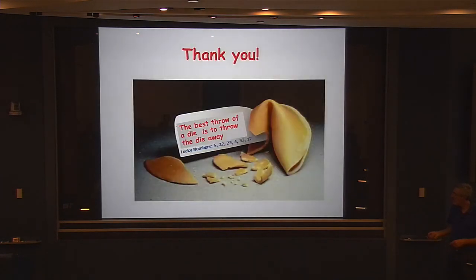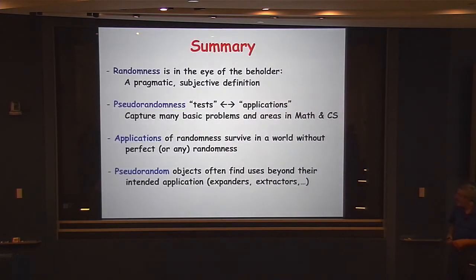Yeah, so just summarizing, I think it is very important to remember this definition of randomness that we have, which is a subjective definition. That's the take that complexity theory takes on randomness. Pseudorandomness is a family of definitions, and it captures lots of problems both in math and in computer science. The message of the previous slide is that lots of applications of randomness survive even in a world which has very weak randomness or no randomness at all.